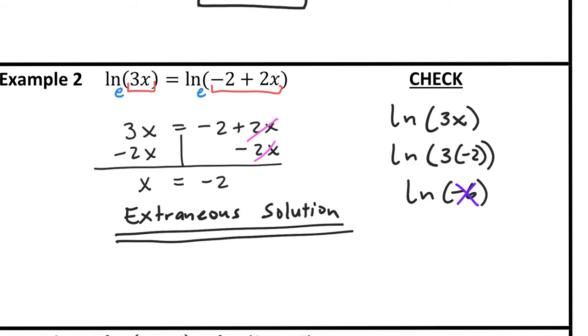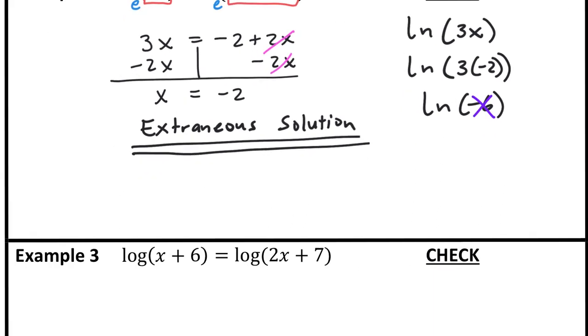Because we don't want to have a negative inside of a log, because that causes the log to be undefined, or the value to be undefined. And so that means we have a false statement, and so our solution is extraneous.